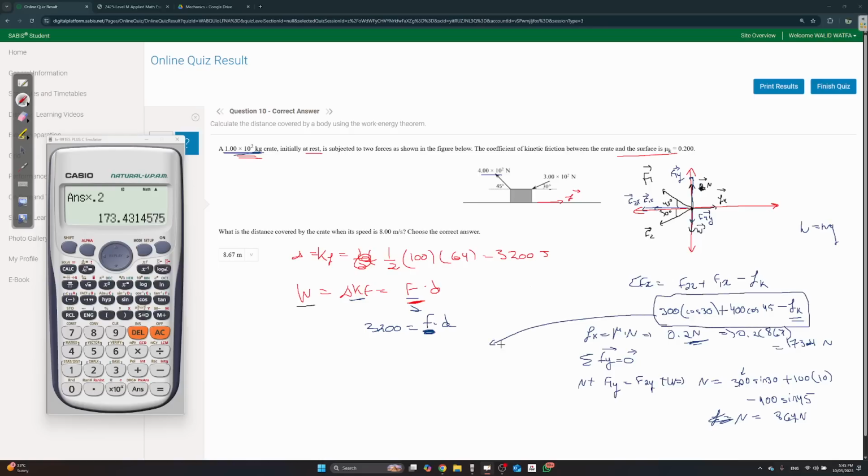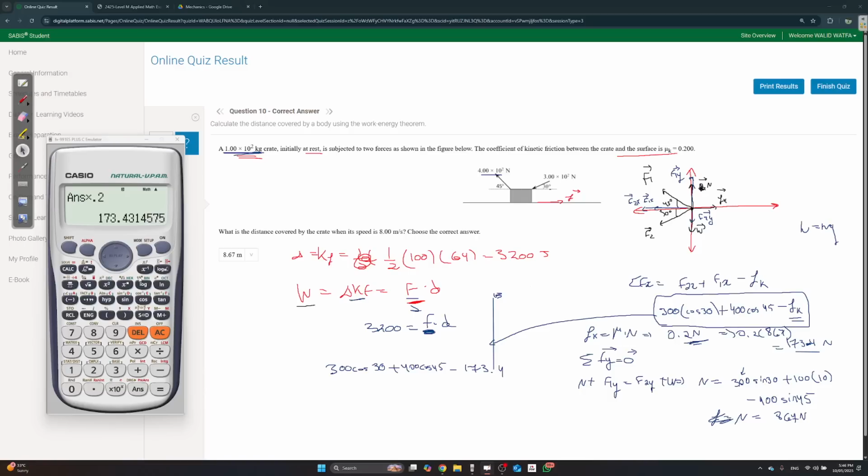Okay, so back here to find the resultant force, we can now substitute our friction back in. So I'm gonna go over here. So 300 cosine 30 plus 400 cosine 45 minus Fk, which we found, friction, which we found as 173.4.